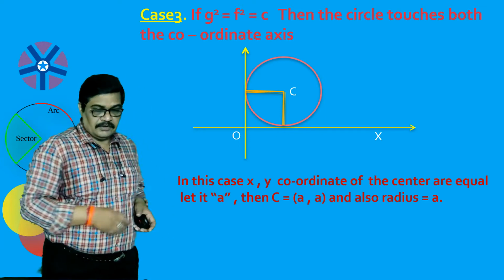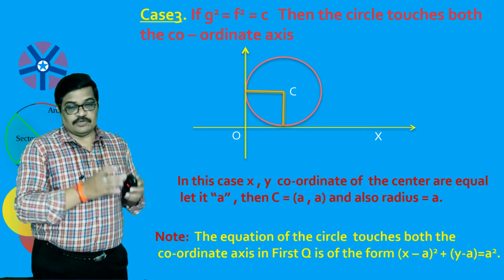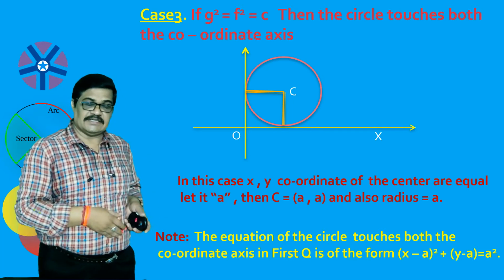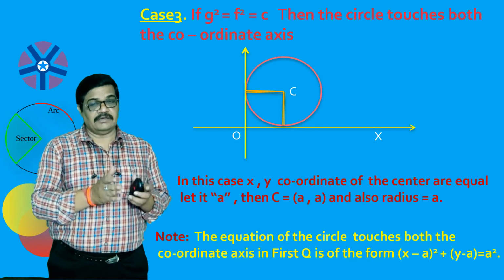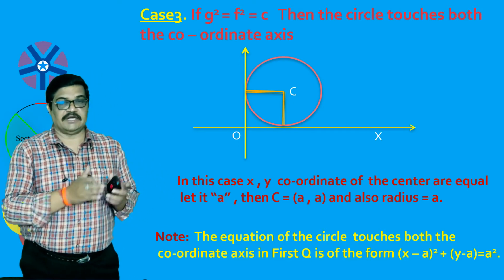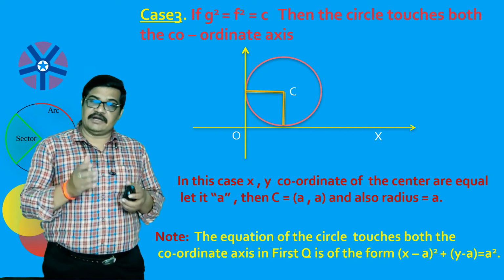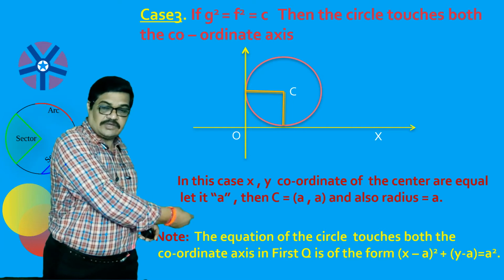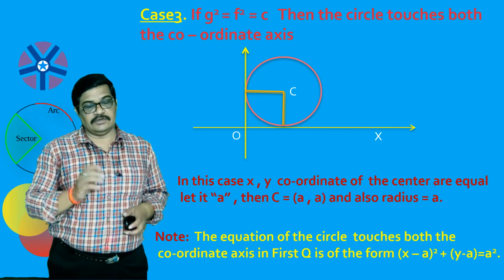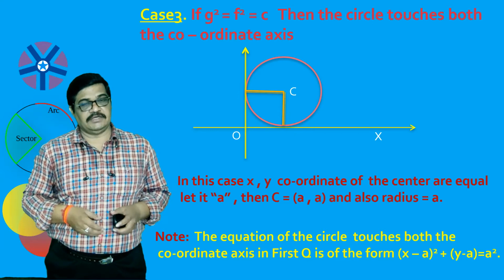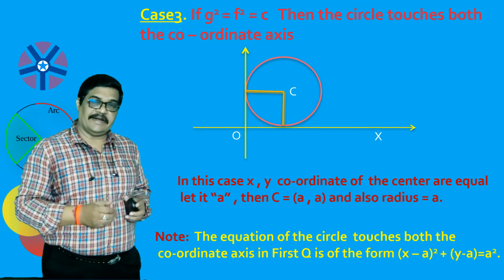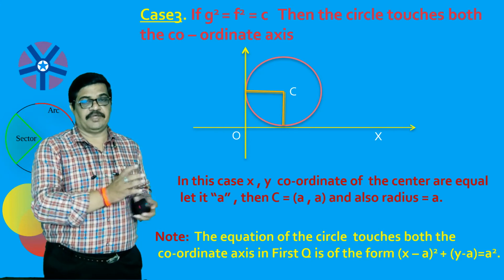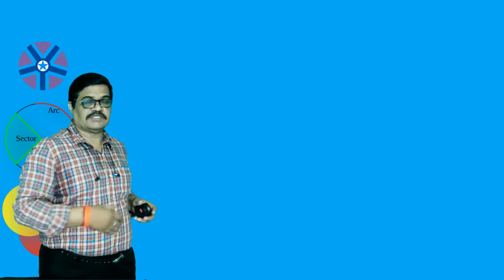Next note: if the circle touches both the coordinate axes in the first quadrant, then for the circle equation we take the center C as (a, a) and the radius is also a. Then the circle is of the form (x - a)² + (y - a)² = a². So this is the circle touching both the coordinate axes in the first quadrant. Now see an example related to this concept.